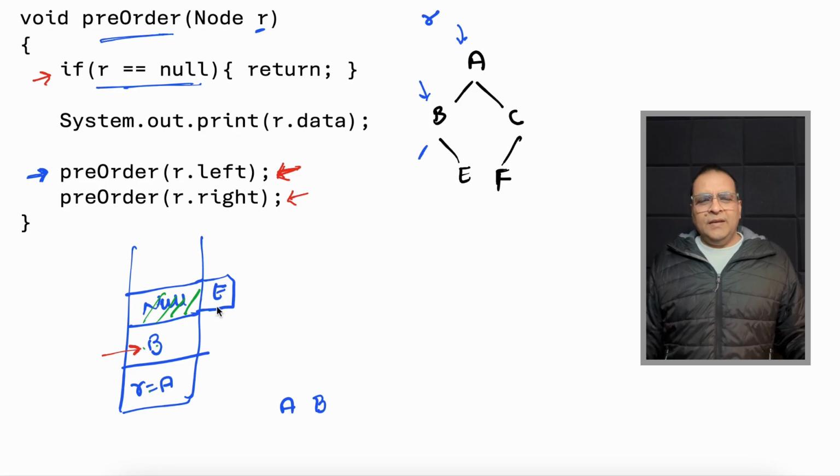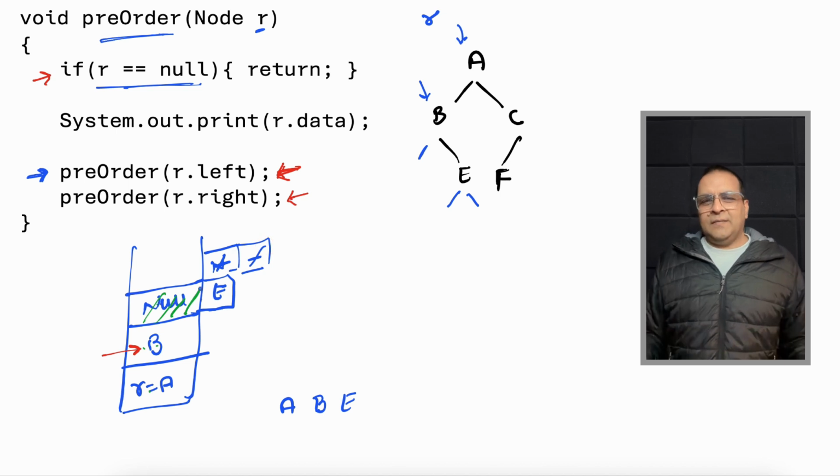So a calls the function for b, b calls the function for null, then null returns and the function gets called for e. Now first e will print itself, then e will call the function for null, which is the left child of e. This function will also return, then e will call the function for the right child of e, which is also null. So e calls the function for the left child, e calls the function for the right child. Both of them are null, so they will just return. Control comes back to e. e has checked this condition, e has printed itself, e has called the function for the left child, e has called the function for the right child. So everything for e is done.